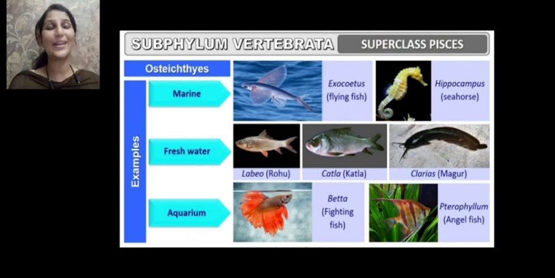So thus we have come to an end of the superclass, namely Pisces, which has two classes, namely Chondrichthyes and Osteichthyes.